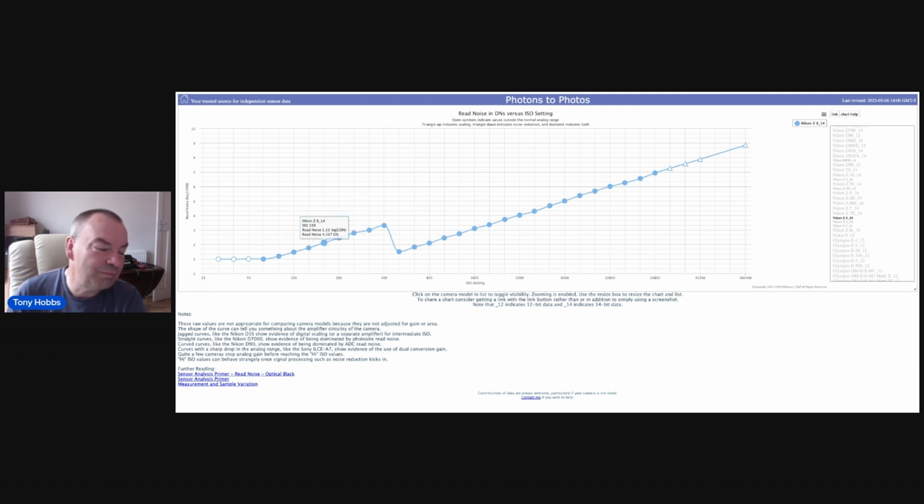2 and 4.3. So an ISO of 160 is about the same as 800. That's how I'm reading it. I'm reading it as ISO 800 is 2 and 4.2, and 160 is 2 and 4.3.